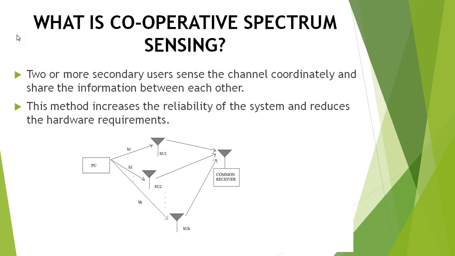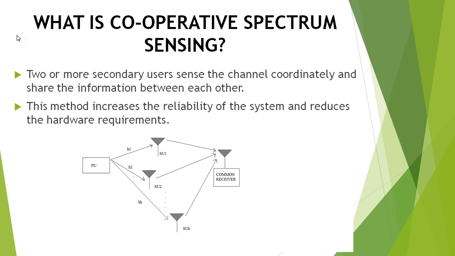That was the main concept behind this project, and we have tried to find out, in a cooperative spectrum sensing system, when the system experiences fading, what happens to all the system parameters. So what is cooperative spectrum sensing? It is when, instead of only one secondary user sensing the channel, two or more secondary users sense the channel cooperatively and share the information between each other.